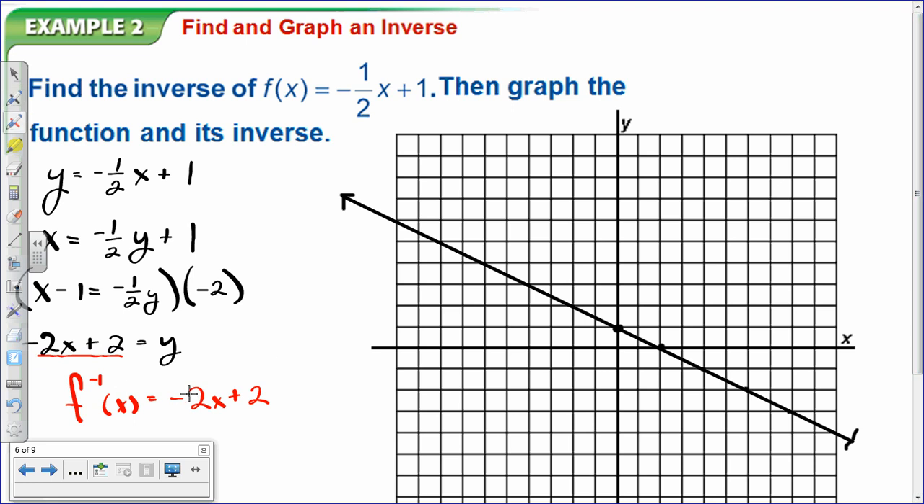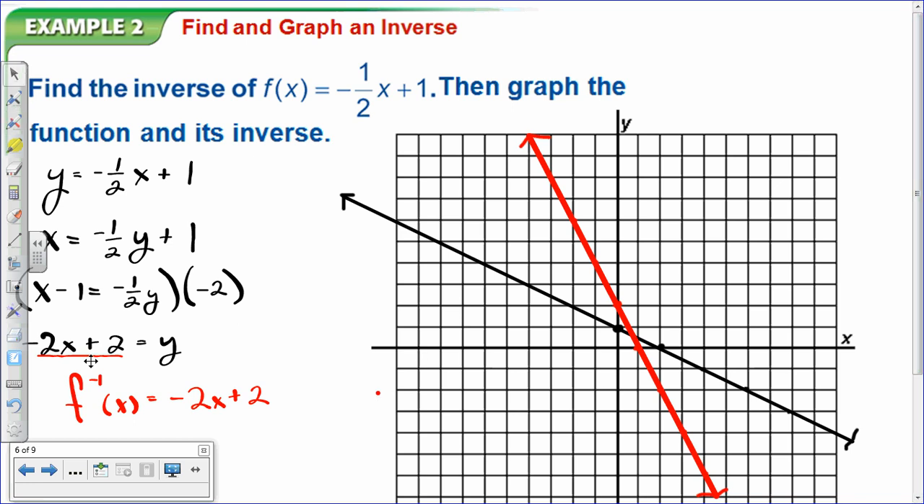Now let's go ahead and graph the inverse. My y-intercept is positive 2, and my slope is negative 2. So down 2 over 1, down 2 over 1, down 2 over 1, down 2 over 1, up 2 over 1, up 2 over 1, up 2 over 1, up 2 over 1. Okay, so now we're ready to graph those. And that is the graph of the original function and its inverse. That should get you through the next 3 exercises on your assignment.